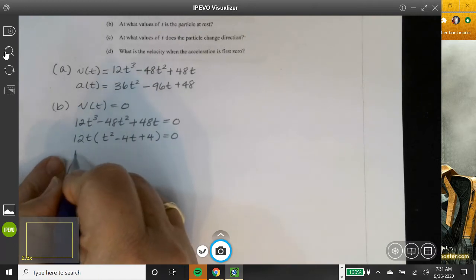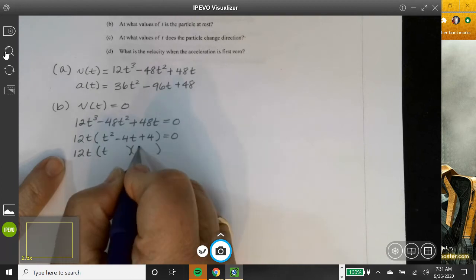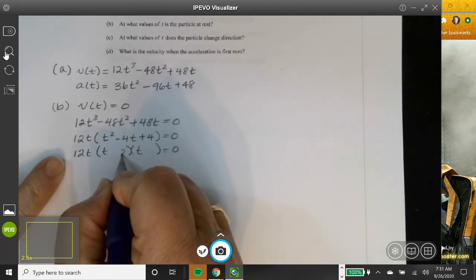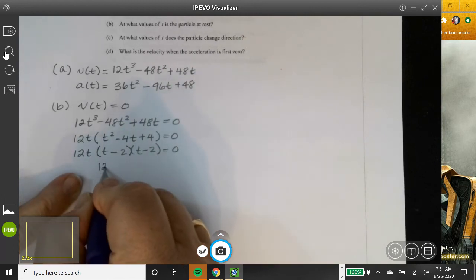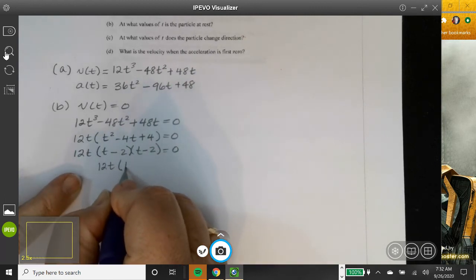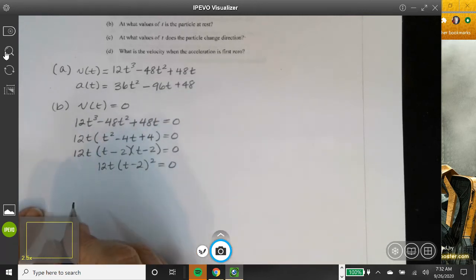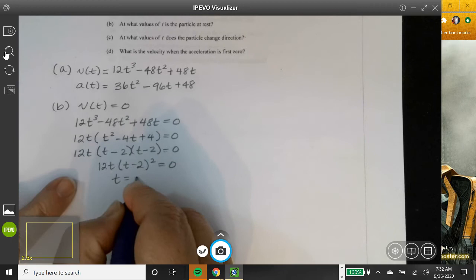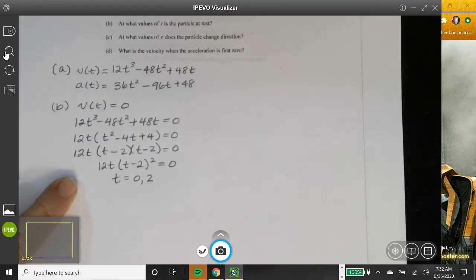And 12t, and this will be t, and t equals 0. And then I've got a 2 here and a 2 here, and this is a minus and a minus. And so this is 12t times (t minus 2) quantity squared. Okay, so I know that that's 0 at t equals 0 and 2. So that's part B.